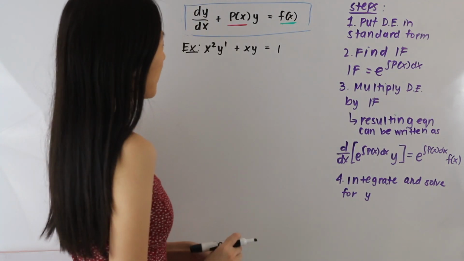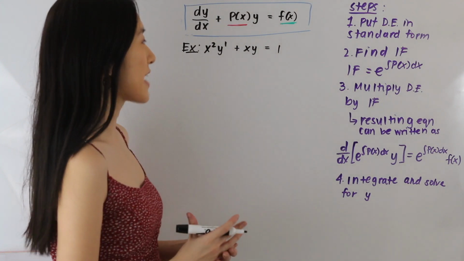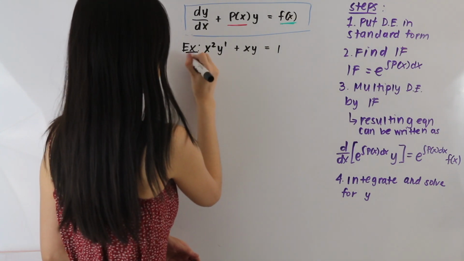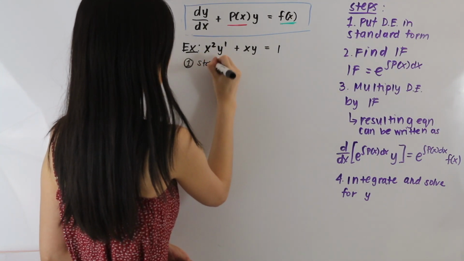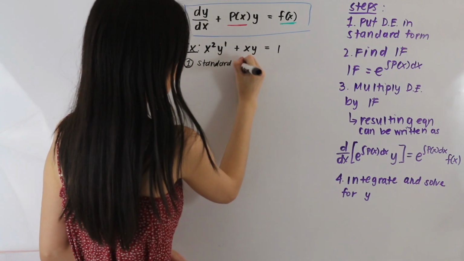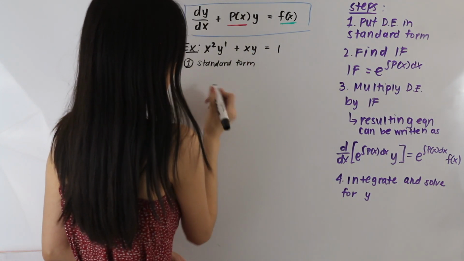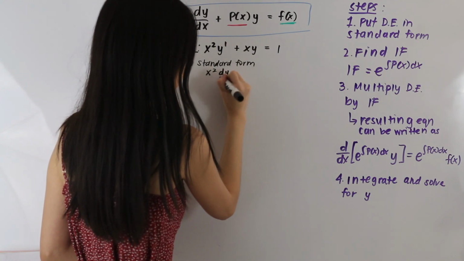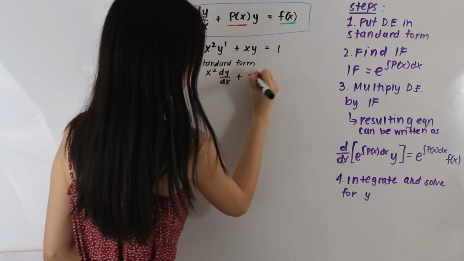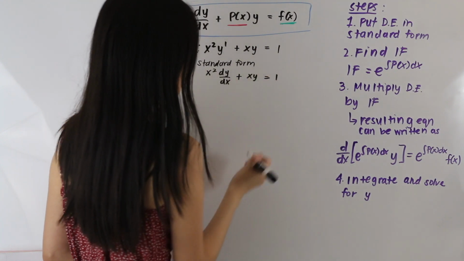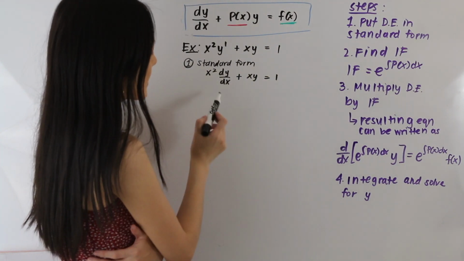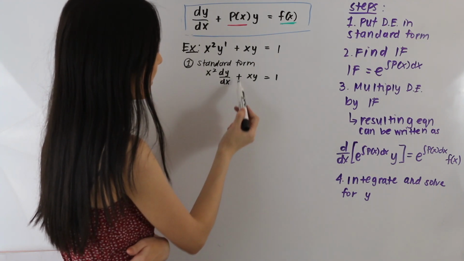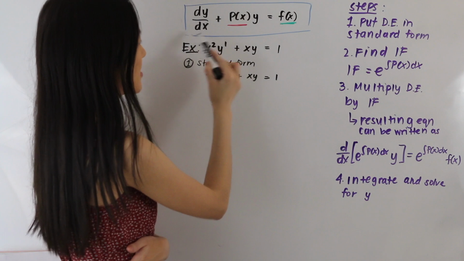So in this example here, we have x squared y prime plus xy is equal to 1. So let's start out by putting our equation in standard form. So we can rewrite this as x squared dy over dx plus xy is equal to 1. So we can see here that this is not in standard form because we have this x squared term multiplying the dy dx, and that's not present in the standard form.